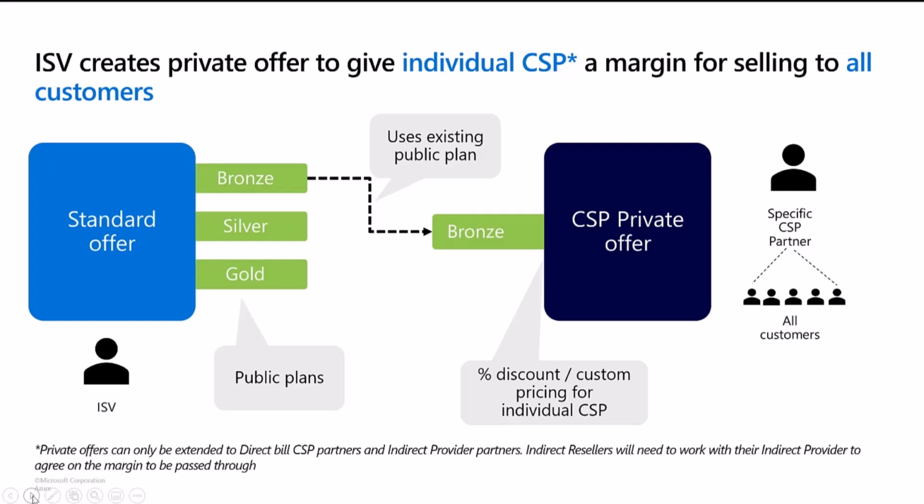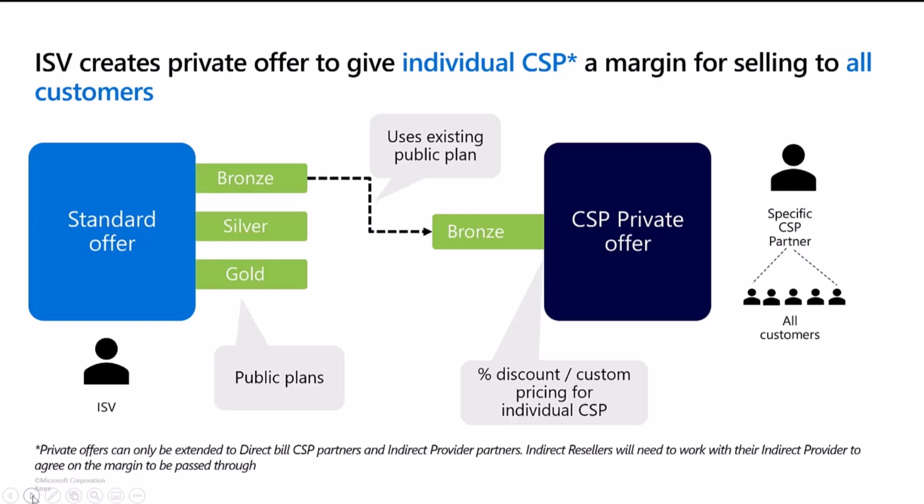In this scenario, the ISV is creating a CSP private offer and applying it to a single plan, the bronze plan. They can apply either a percentage discount or define an absolute price or a custom price for a CSP partner. In this scenario, the ISV is setting up their private offer, providing a margin to a specific CSP partner. For that CSP partner, they are offering that margin for sales to all of their customers.